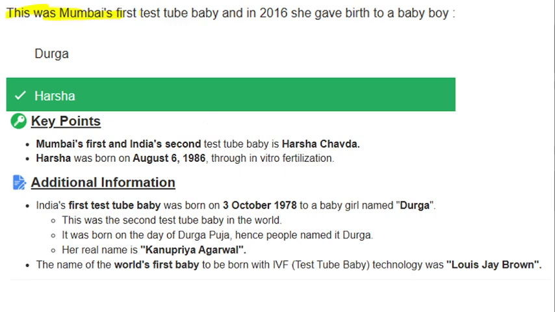Mumbai's first and India's second test tube baby is Harsha Chawda. Harsha was born on August 16, 1986 through in vitro fertilization. In 2016 she gave birth to a baby boy. India's first test tube baby was born on 3 October 1978, a baby girl named Durga. This was the second test tube baby in the world. It was born on the day of Durga Puja, hence people named it Durga. Her real name is Kanu Priya Agarwal.